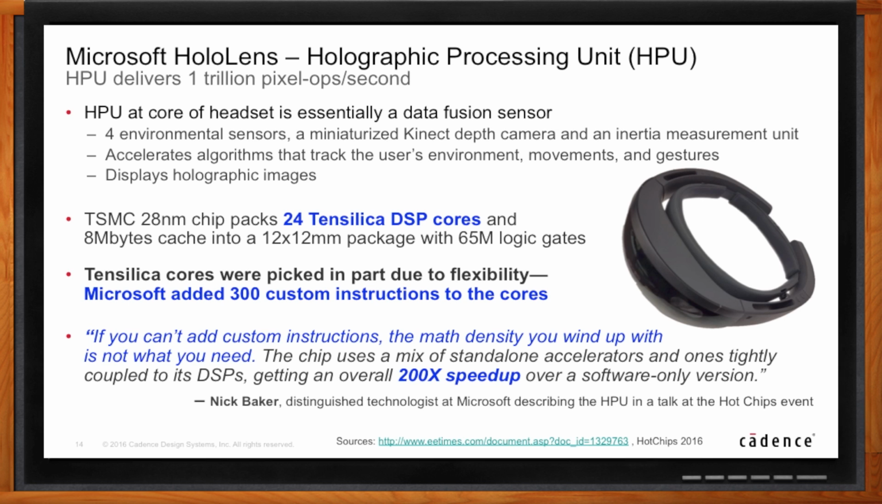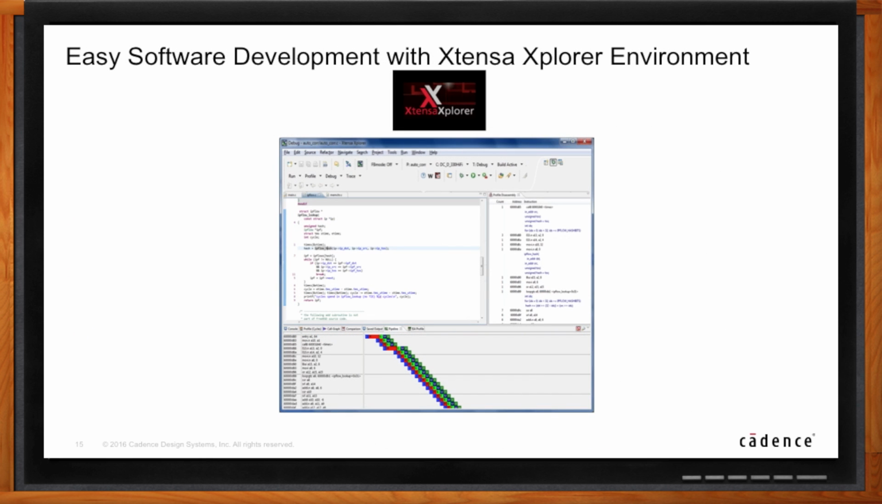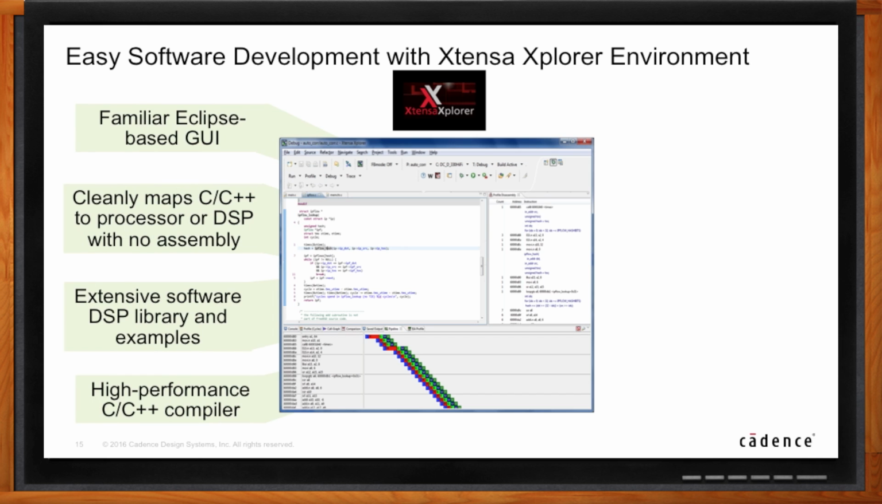That's a good question. If you have a different DSP, does that mean you have a different set of tools? No, that's not true. No matter what specific DSP you configure, you get an Xtensa Xplorer environment, which is the integrated development environment, which is the same for any of the DSPs that you configure. It is an Eclipse-based graphical user interface which allows you to write your code. It comes with an extensive set of software libraries and examples, and a high-performance C++ compiler, which you can all use within the same environment.